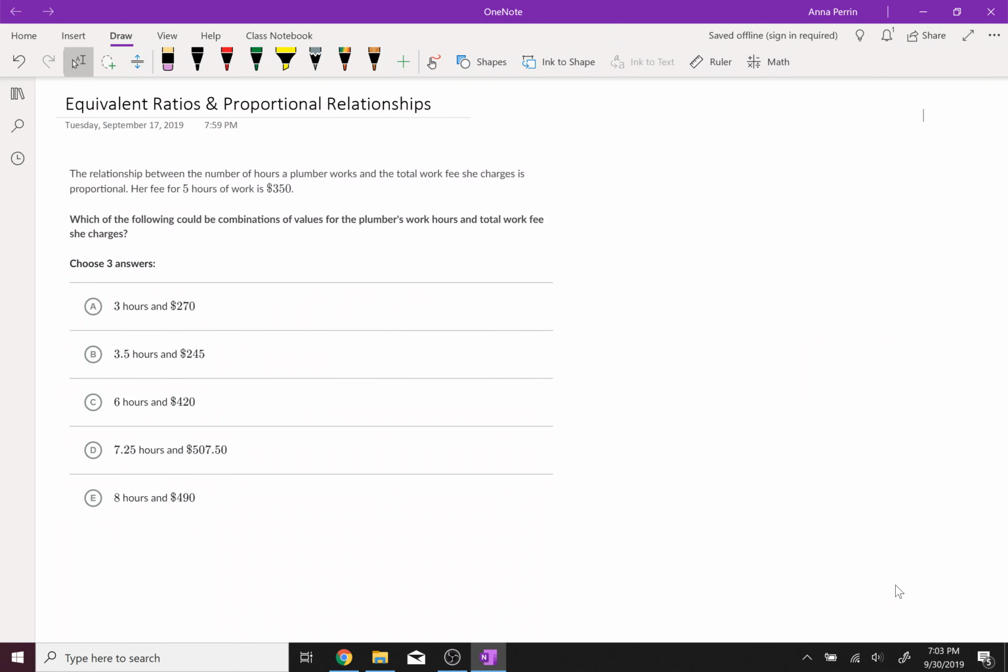So let's use some equivalent ratios to solve some proportional relationship problems. This first one says the relationship between the number of hours a plumber works and the total work fee she charges is proportional. So one thing that's telling us right there is that there is going to be some constant multiplier, that the number of hours she works times some number, I'll put K, is equal to the number of dollars she charges. So our job is going to be to figure out what that is.